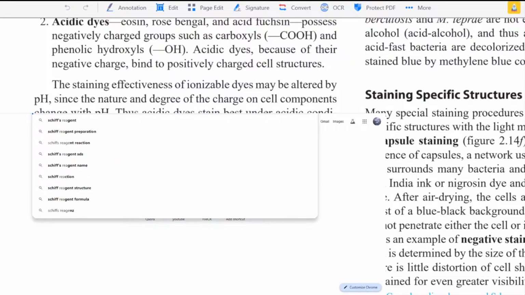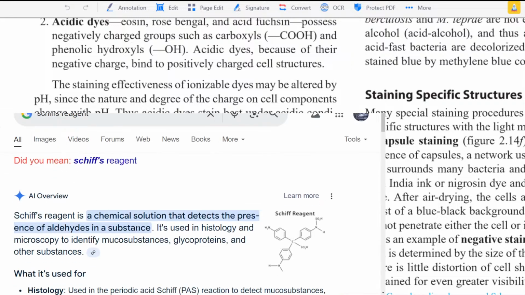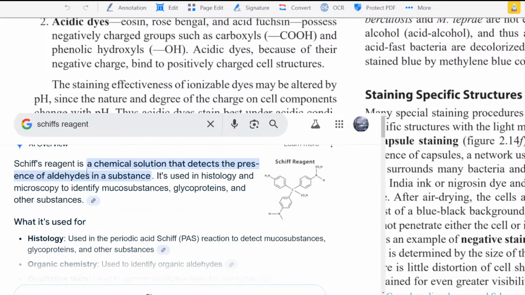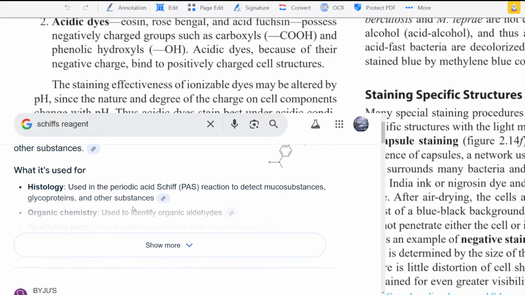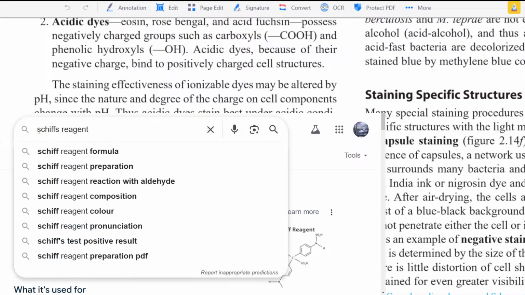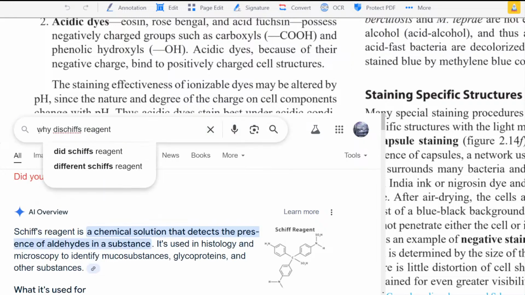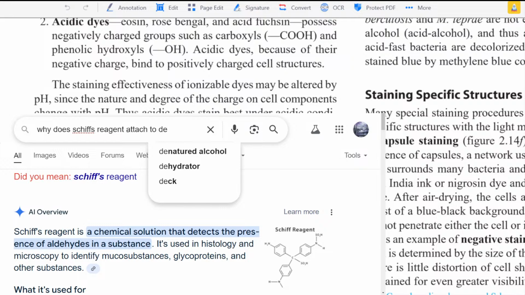Schiff's reagent. Here is a solution that detects the presence of aldehydes in a substance. It is used in histology and microscopy to identify mucous substances, glycoproteins, and other substances. So it is for aldehyde groups. Why does it attach to deoxyribose? Wait, deoxy doesn't mean it has the aldehyde group, right?